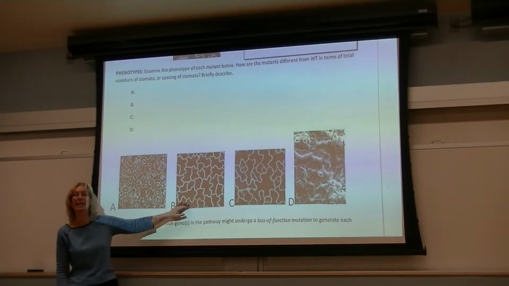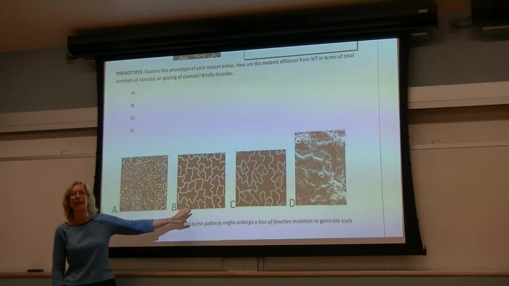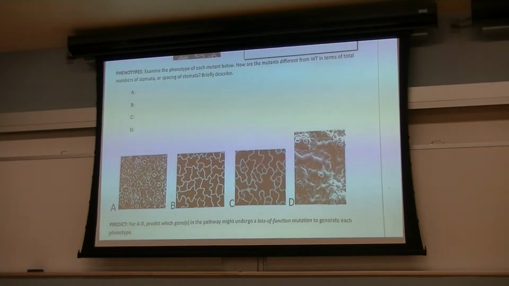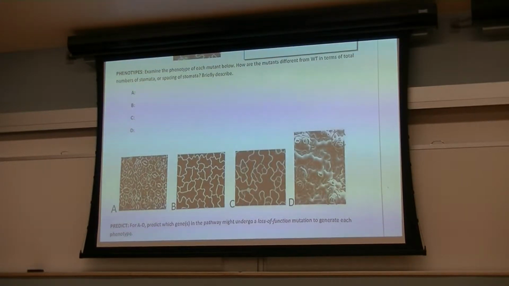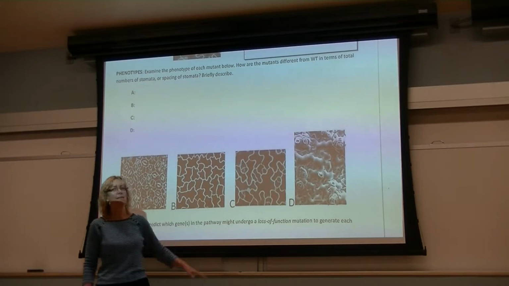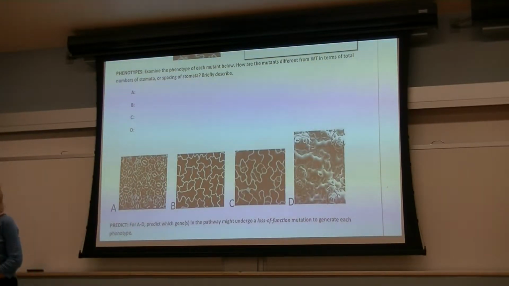Okay, how about B? Yeah, no, that's really the opposite phenotype. We get tons of pavement cells and no guard cells whatsoever. Okay, C. How far might that have gotten?